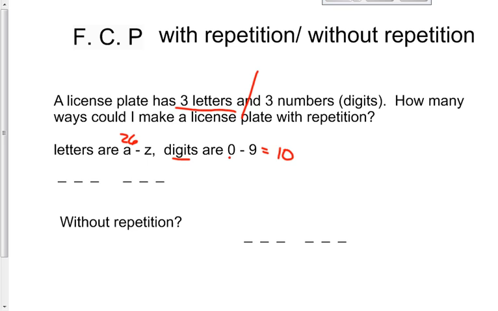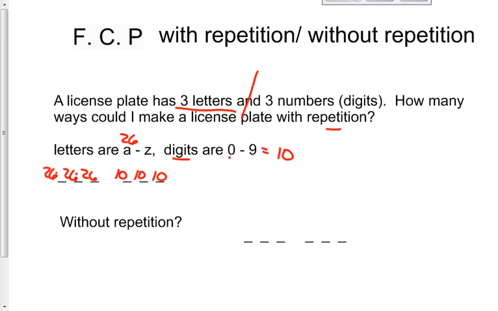That means I could repeat the letter if I want. So for your letters, I've got 26 letters to pick from. My second choice, I still have 26 letters to pick from since I am allowed to repeat them. And my third choice, I still have 26. My digits from 0 to 9, I have 10 choices. So I have 10 choices for the first digit, I'm allowed to repeat, 10 choices for the next, and 10 choices for the next.